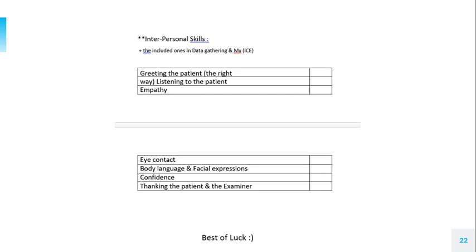And finally, for interpersonal skills, these are the things they look at: how you go to the patient and introduce yourself, how you listen to the patient, if you're explaining things to them in layman's language, if you're empathetic, eye contact, your body language, your facial expression. Every time you explain to the patient, whether or not you're checking the patient's understanding, if you're giving the patient confidence and you yourself look confident, and of course, how you close up the consultation, that is by thanking the patient and the examiner. Best of luck.